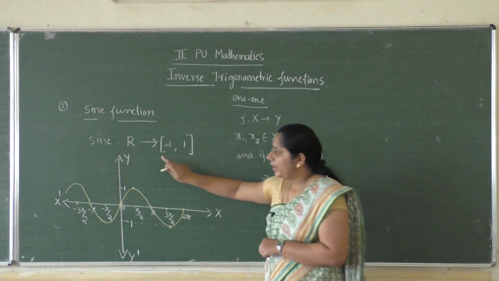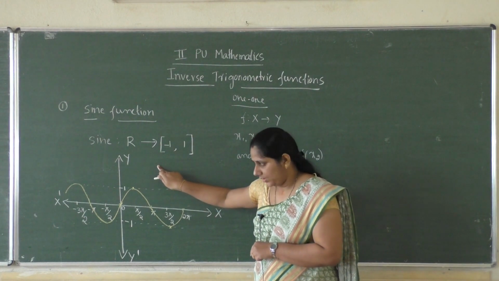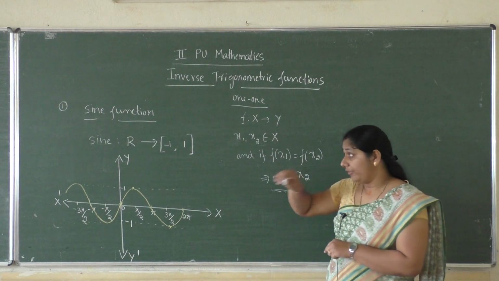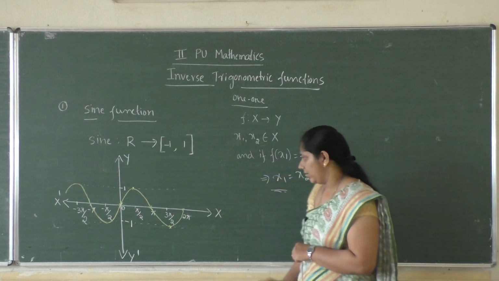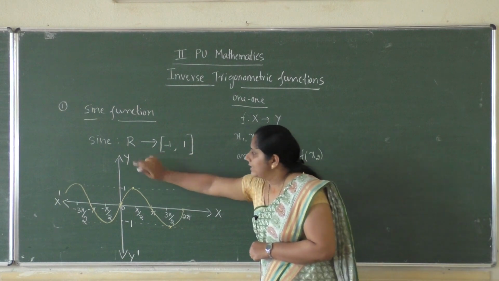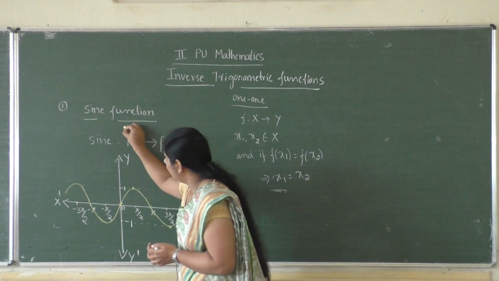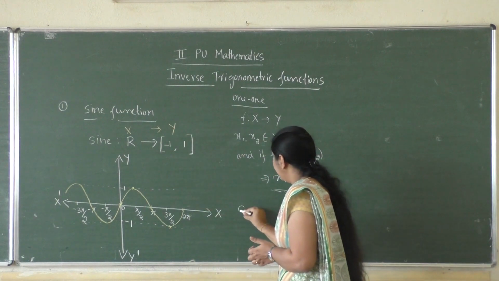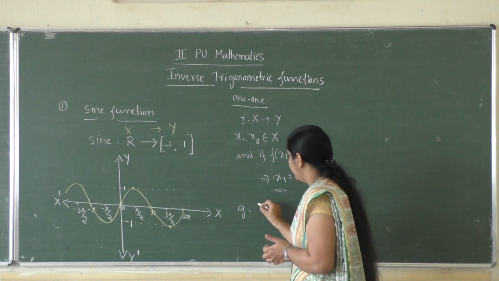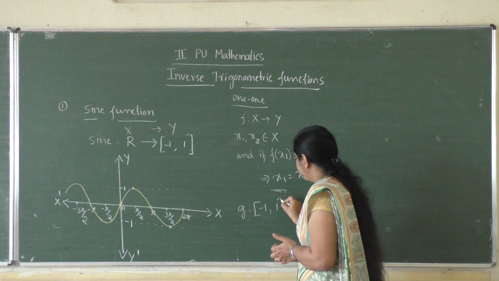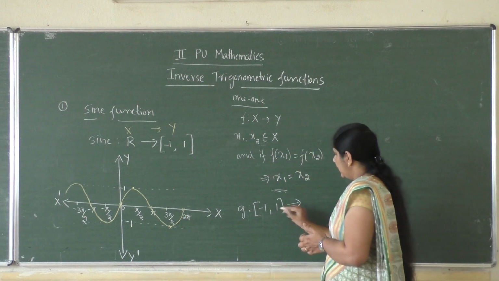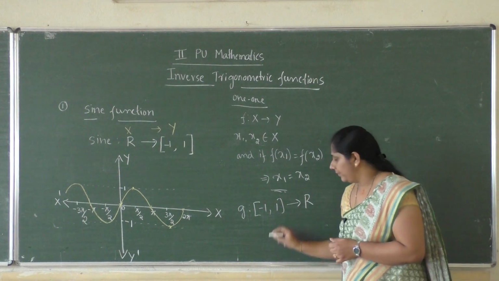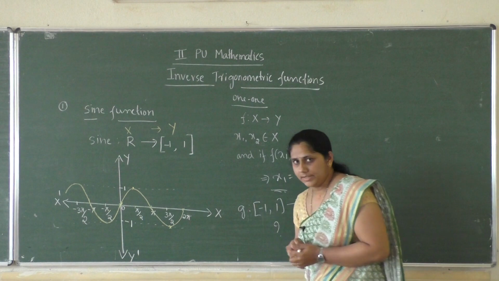Now, in order to find the inverse, the sine function must be both 1-1 and onto. Then only can we find the inverse of the sine function. Let us check. Suppose this is X and this is Y, can I define the inverse of the sine function like this? That is Y to X, that is -1 to 1 to R. Is it possible? That is the inverse of the sine function.